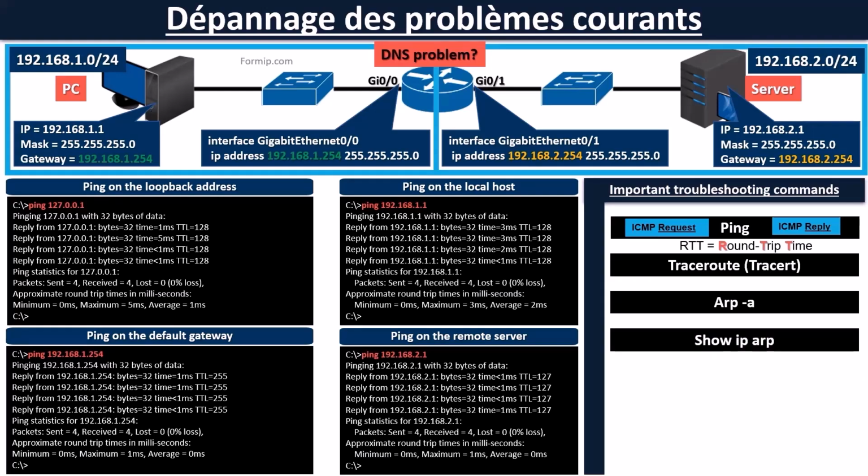The command arp -a shows the match between IP addresses and MAC addresses on a PC. The show ip arp command is identical to an arp -a, except that it runs on a Cisco router, and also displays the ARP table.